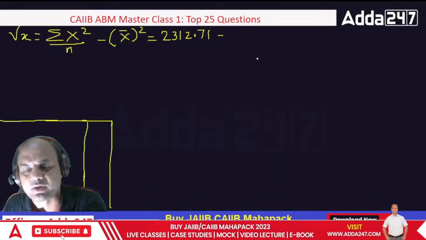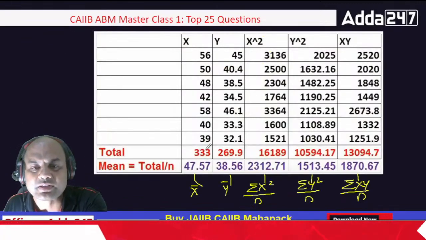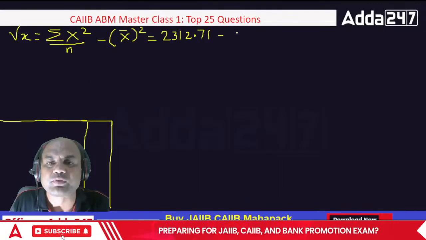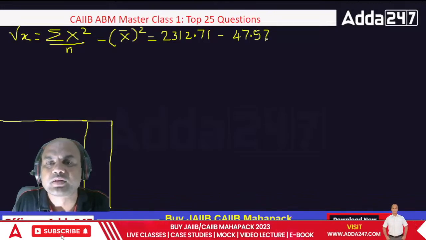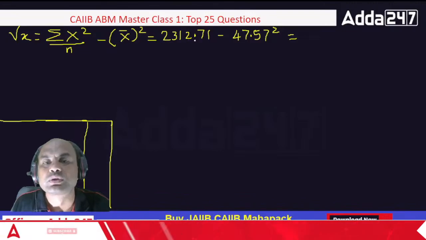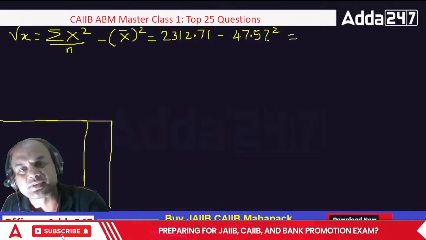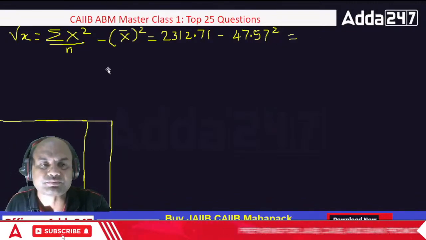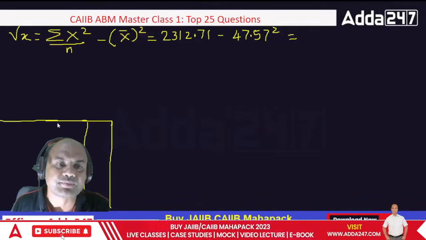So now what is x bar? X bar was 47.57. So 47.57 square. Now you solve this. Everyone try it on yourself. 2312 minus 47.57 square. Do it yourself, everyone. What is the answer you are getting?